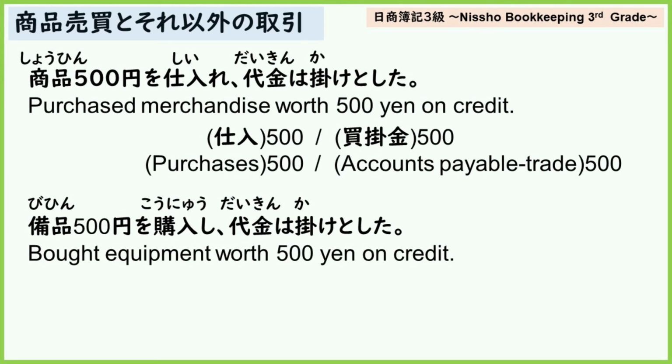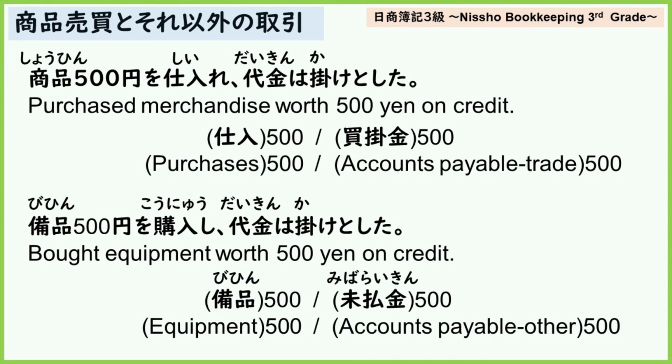Next, bought equipment worth 500 yen on credit. The journal entry is as follows. Debit, equipment 500. Credit, accounts payable other 500. This is not a transaction related to the merchandise, so accounts payable other should be used.